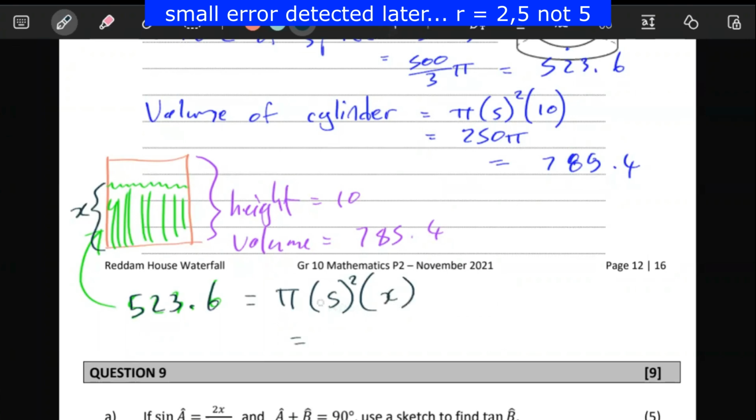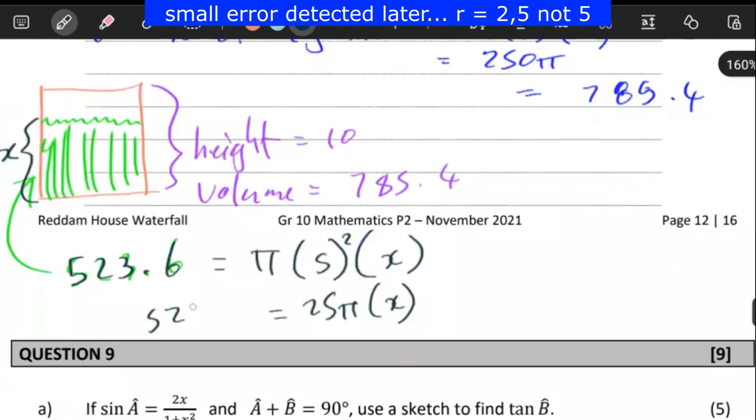And then here you just have to solve for x. This is going to be 25 pi x. So here we can just divide by 25 pi on both sides, right? Divide this by 25 pi, divide that by 25 pi also. So your x value is going to be equal to 523.6 divided by 25 pi. That's going to give us 6.7.